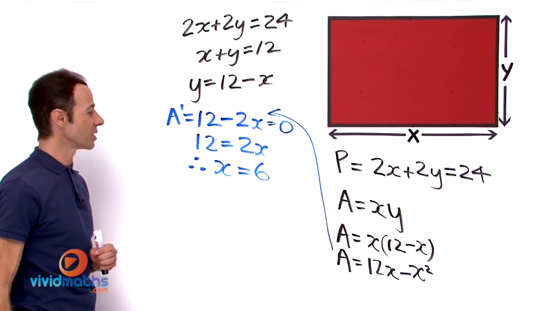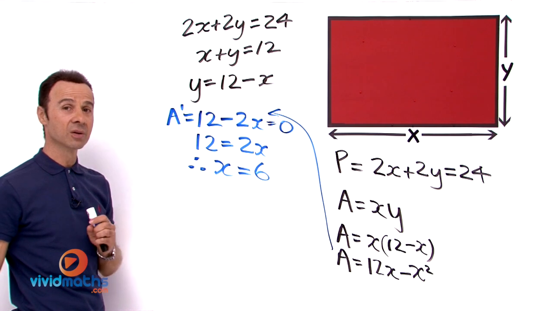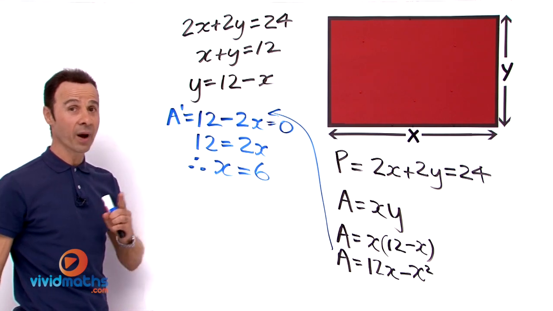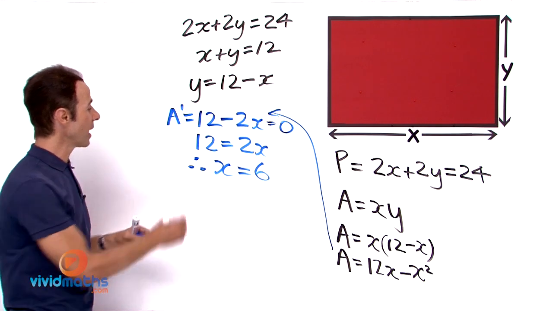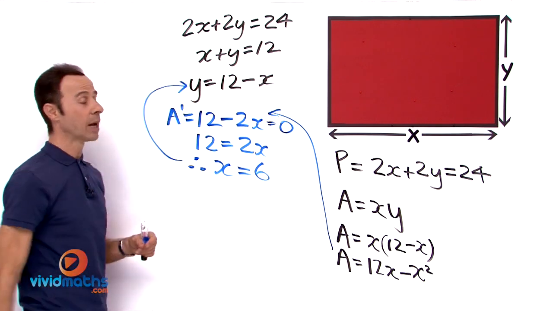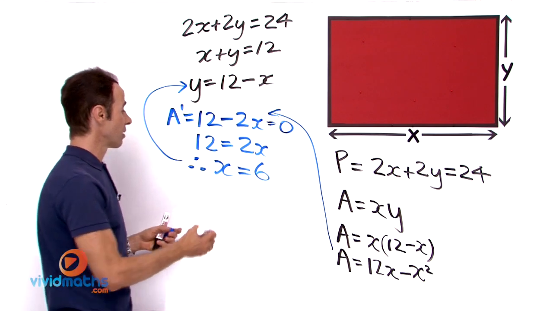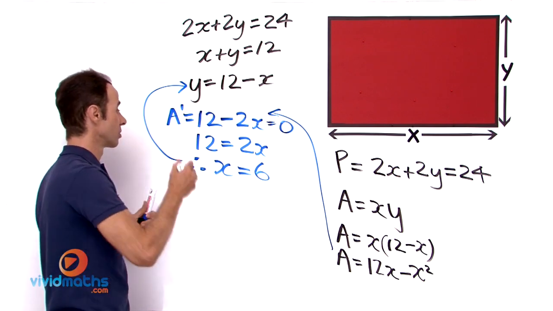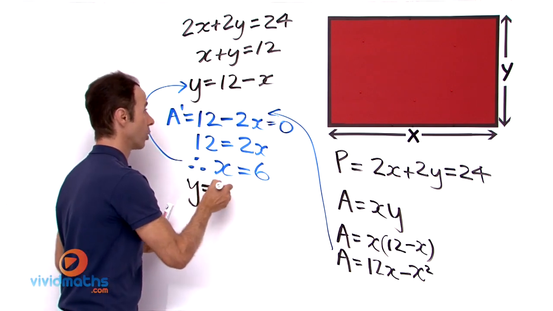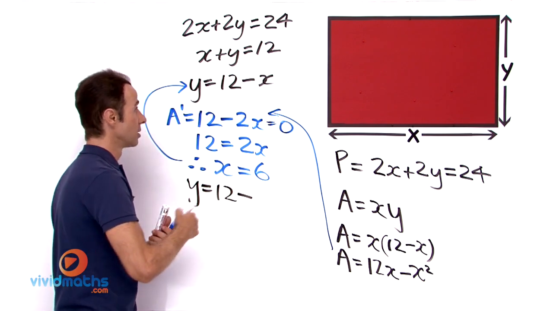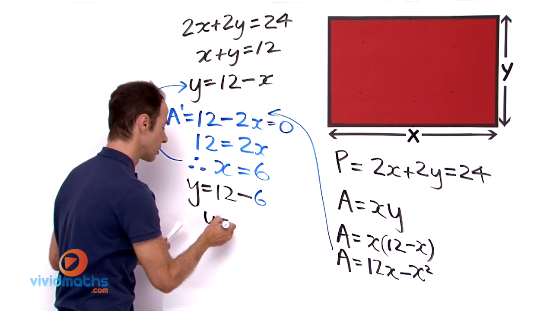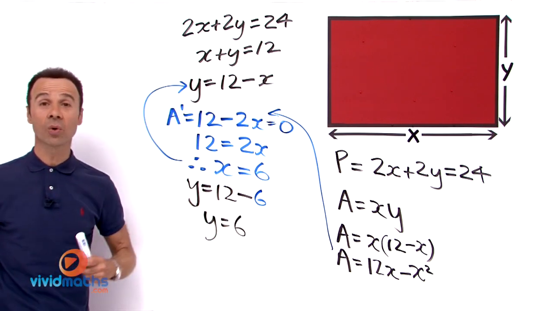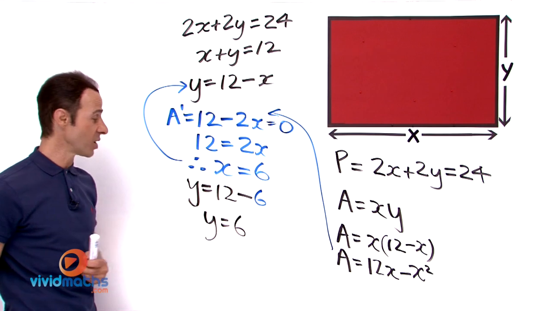X equals 6. So if x equals 6, isn't it true we're going to find what y is? Let's find the corresponding y. Well, all you have to do is substitute back up into this right over here, and we can find what y is. So let's do that now. So y equals 12 minus x, which is 6. Therefore, y equals 6. So y is also 6 if we want to maximize the area.